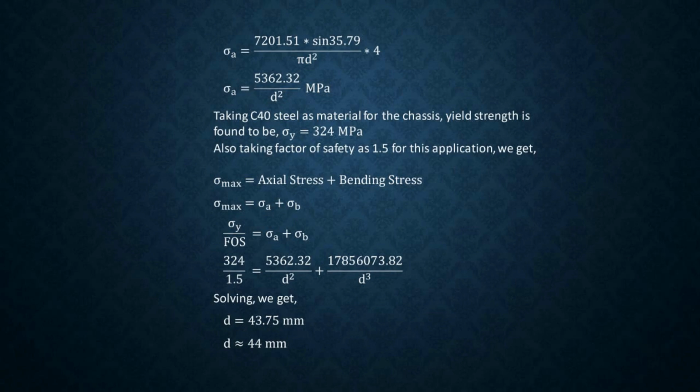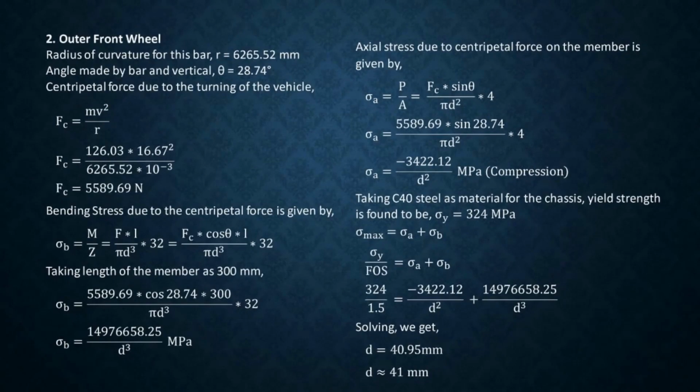The chassis members in the front wheel section are subjected to both axial and bending loads, wherein the inner wheel is subjected to axial tension and the outer wheel is subjected to axial compression. Using the concepts of Design of Machine Elements 1 pertaining to members subjected to combined loading, we were able to conclude that the diameter of chassis members to be used should be 44 mm when the inner front wheel is taken into calculation and 41 mm when the outer wheel is taken into consideration, respectively.